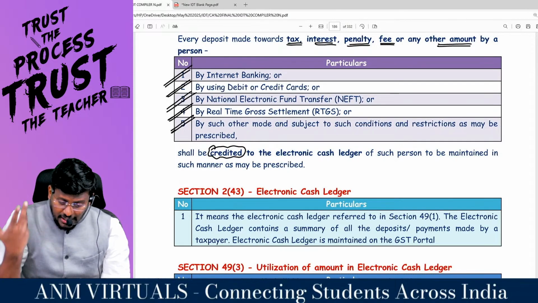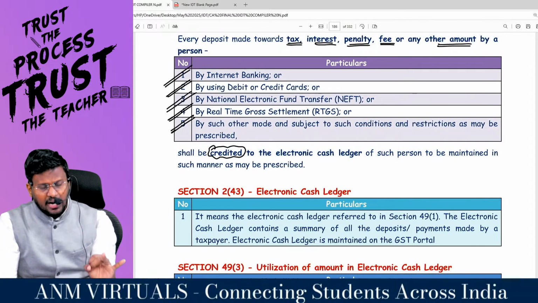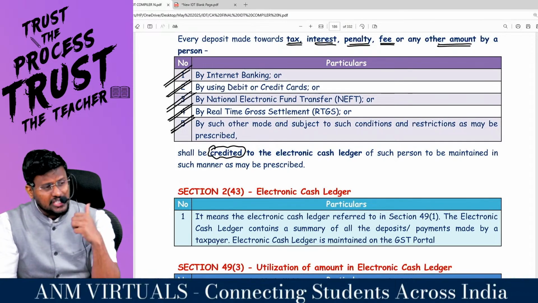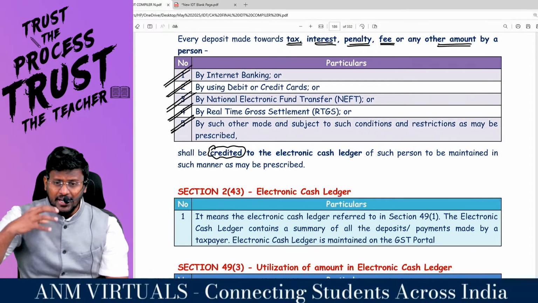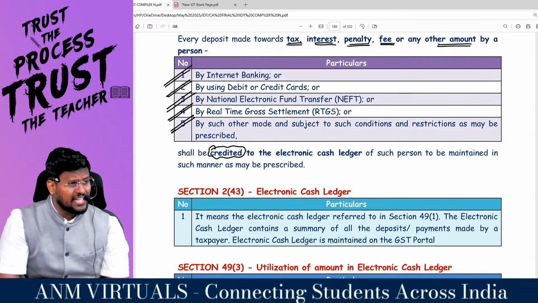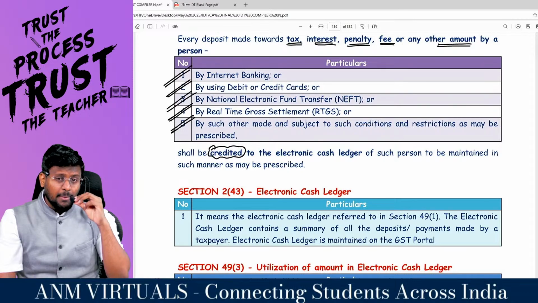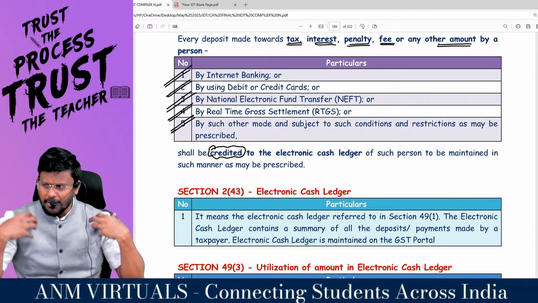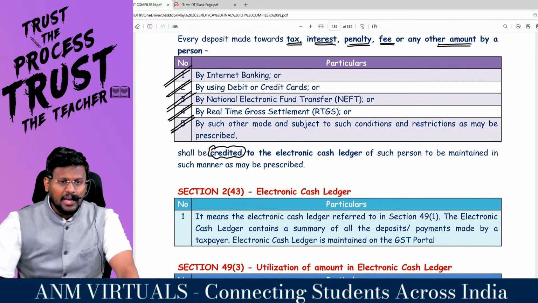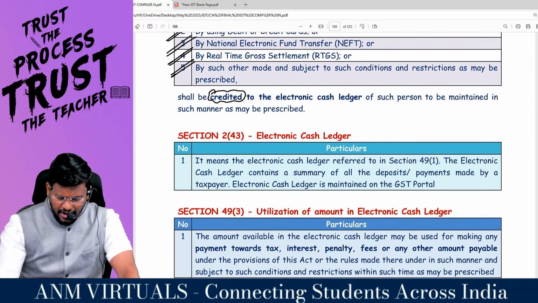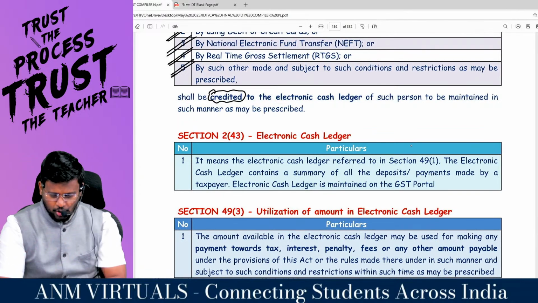That is TIP F. What are the modes in which we can make the payment? Internet banking, debit card or credit card, NEFT, RTGS or such other mode, subject to such conditions as may be prescribed. So once we deposit that money through these modes, it is an asset for A&M Classes and a liability to the government, because our money is with the government. So the government will credit the electronic cash ledger. Everyone will be having a doubt: what is the electronic cash ledger? Government is saying that this is the electronic cash ledger.